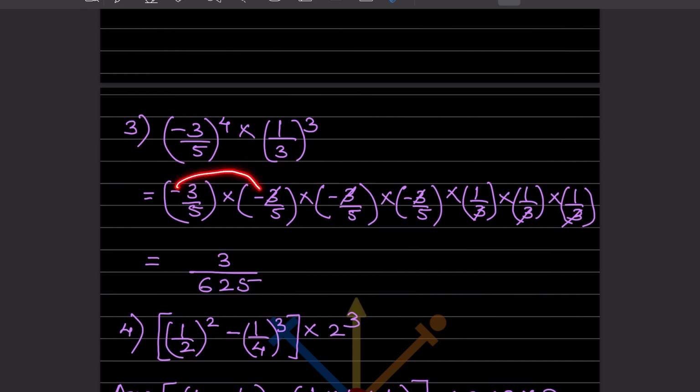But look at the signs. These are 4 signs, which is an even number, so that is going to be positive. The negative 1 multiplied 4 times becomes positive. And what remains is 4 times 5, that is going to be 625. So this is the answer.